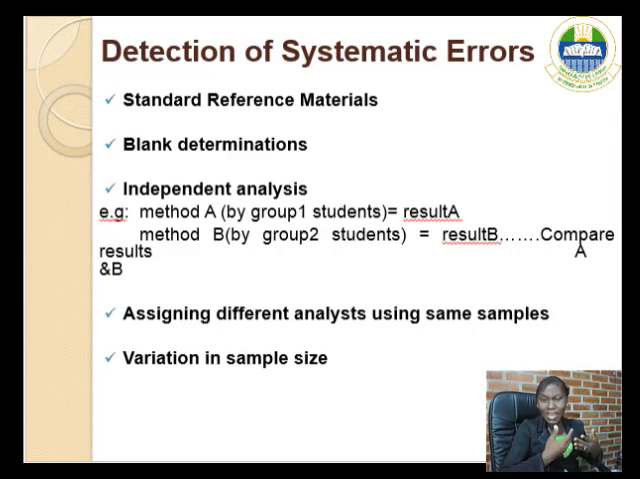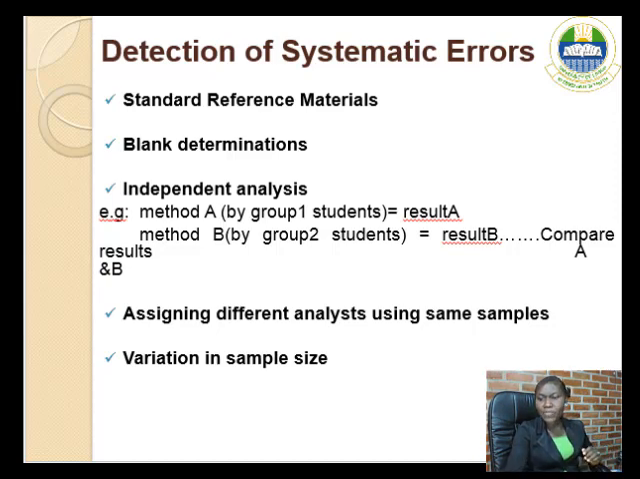So it depends. You can assign your group 1 students to be 10 or group 2 students to be 20 as the case may be, but you just compare result A from the group 1 students and compare it to the result B from the group 2 students. Now the fourth method is by assigning different analyses using same samples. So you use identical samples, or it could be same or different method. Please take note. This is just for you to check out for the mismatched results.